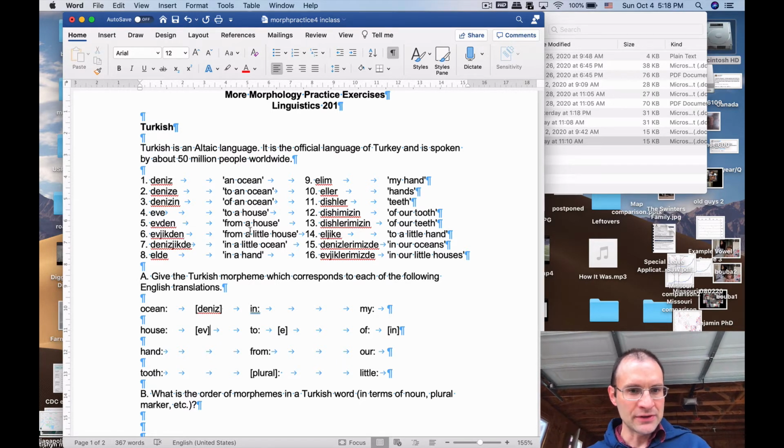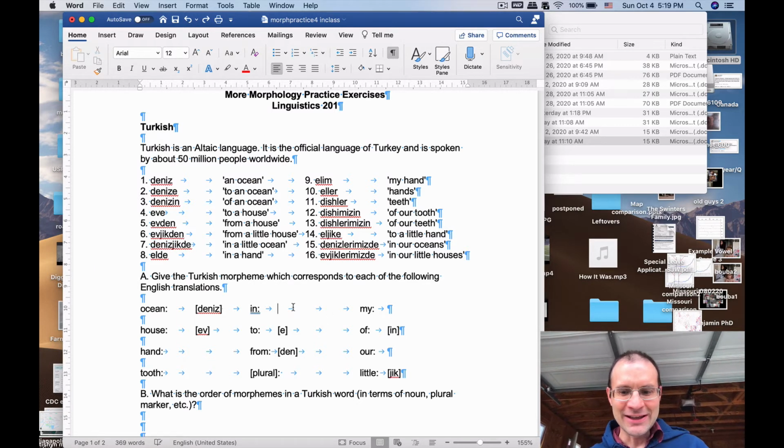So now that we know that ev is a house, then evden means from a house. So we can fill in that blank. Evcikden, what are we changing between from a house and that? The jik is the only part that's new here in Turkish. And the only part that's new in English is the little part, so we can surmise that jik means little until we get any sort of counter evidence for that proposal. So that means deniz is ocean, jik is little, and de is in, so we can guess that in is de in that particular case.